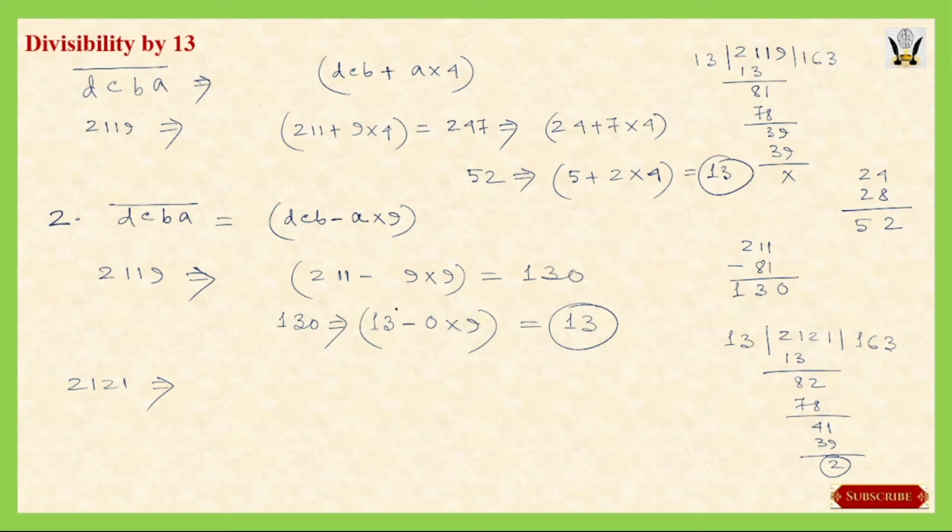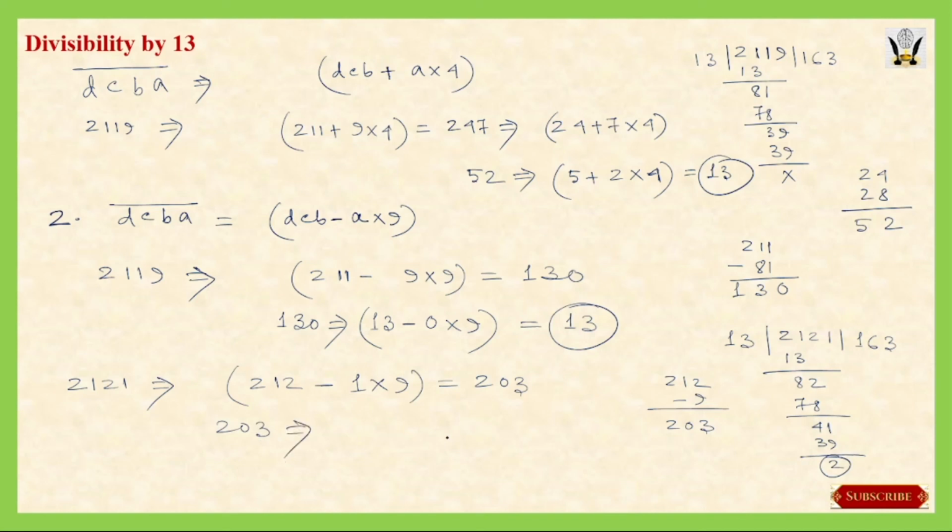And if we go by the second logic that we have just learned, first we will multiply 1 by 9, and then that result of multiplication we will subtract from the rest of the number, that means 212. So what will be our result of subtraction? From 212 we will subtract 9, so here it will be 203. Okay, fine. So 203, if we are not sure whether 203 is divisible by 13 or not, then further we will proceed.